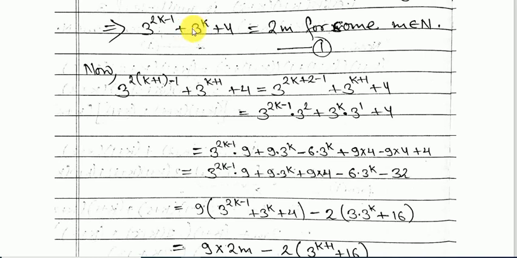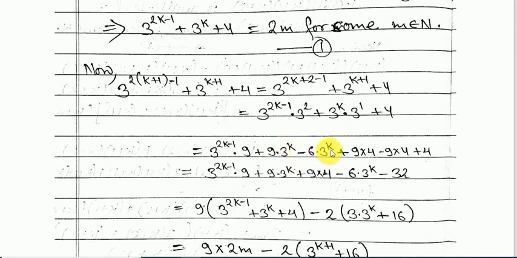We'll write this 2 also as a multiple of 9, so that later on this term will also have 9. This term will also have 9. So 9 can be taken out as common. So here 3 to the power 2k minus 1 into 9 plus 9 into 3 to the power k, minus 6 into 3 to the power k.